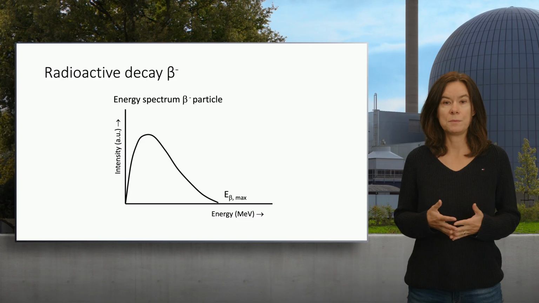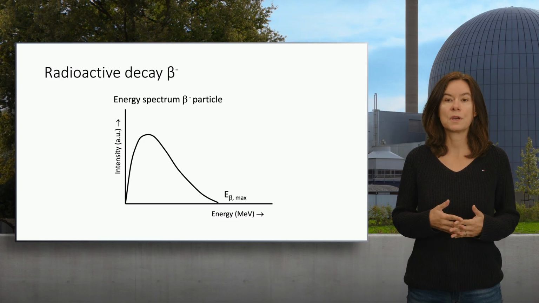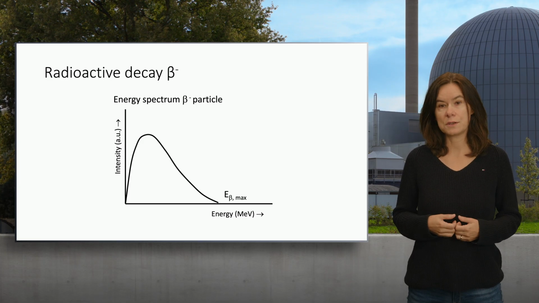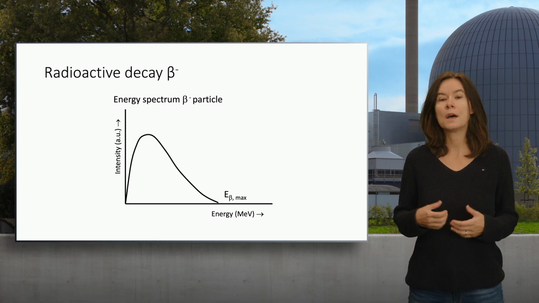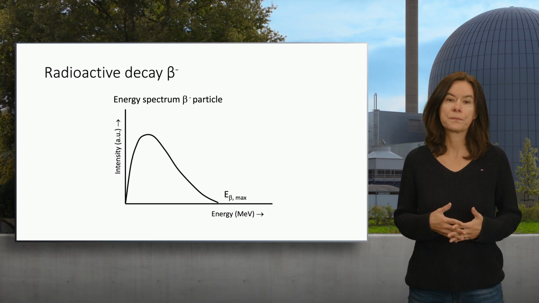Since the energy emitted in beta-minus decay will be divided between the beta-minus particles and the antineutrinos, the beta-minus particles will have an energy spectrum rather than a single energy. The beta-minus particle has maximum energy when the antineutrino particles do not receive any energy.